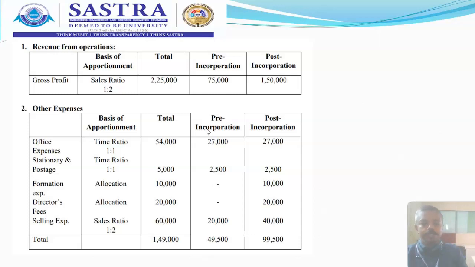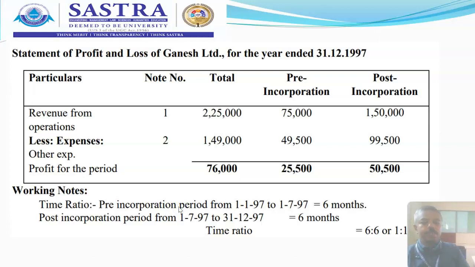Now, put this total in the form of a final solution to calculate the profit pre-incorporation and profit post-incorporation. Am I clear? So take only the total gross profit and total expenses and make a table. So that table which I am going to reveal now, you can have as it is, with particulars, note number, total, pre-incorporation period and post-incorporation period.